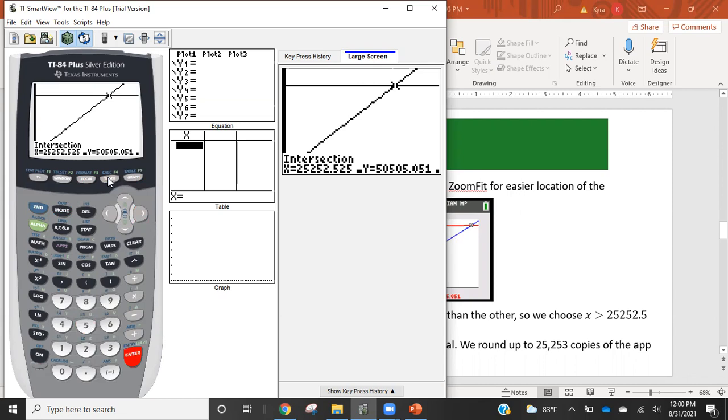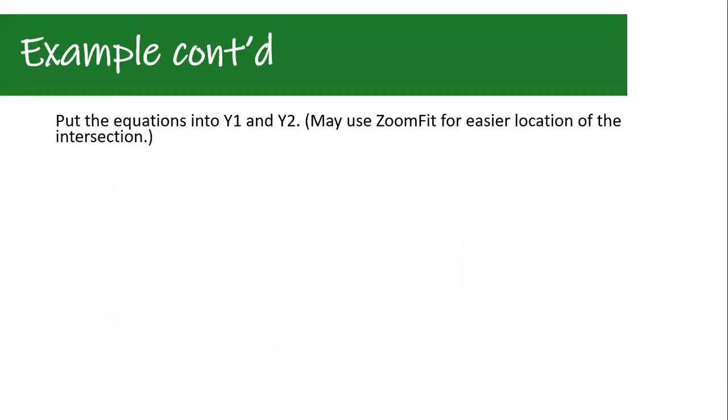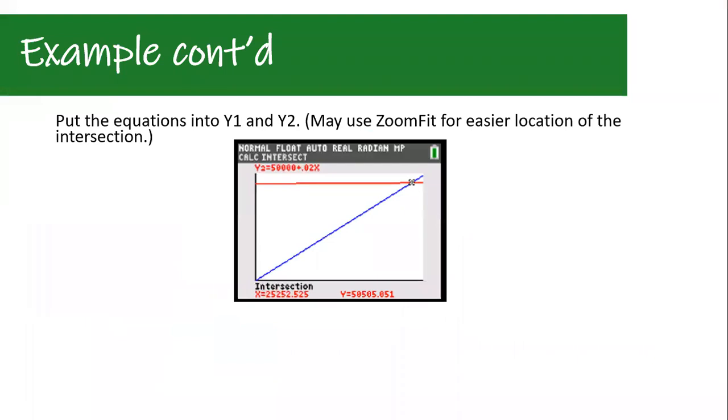And it says, okay, it intersects at X equals 25,252.525, meaning that Y would be 50,505 and some change. Now remember, we don't really care about Y here. We're just looking to solve for X. So we end up with X equals 25,252.525. This is exactly what we just saw in the emulator.